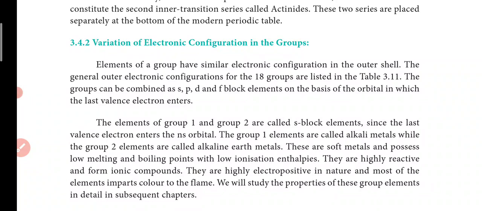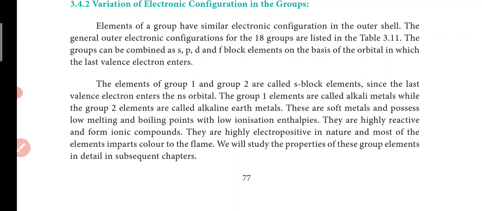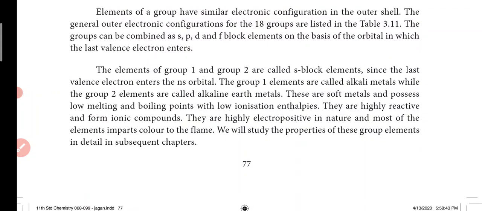So here you can find the electrons based on the valence electrons, where the last electron enters the shell, and we can write the top to bottom electronic configuration. The elements of group 1 and group 2 are called s block elements since the last valence electron enters the ns orbital. So since it ends in ns, it is s block. When the last valence electron completes in d, that is d block. When it completes in p, they are called p block.